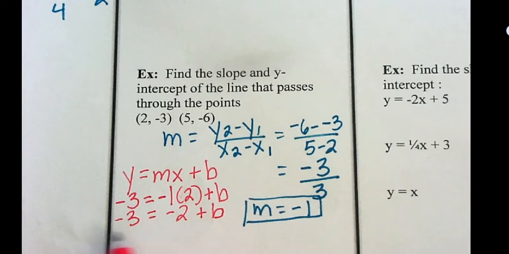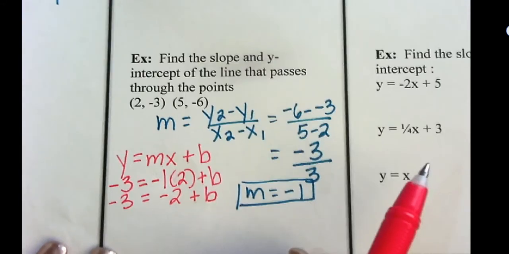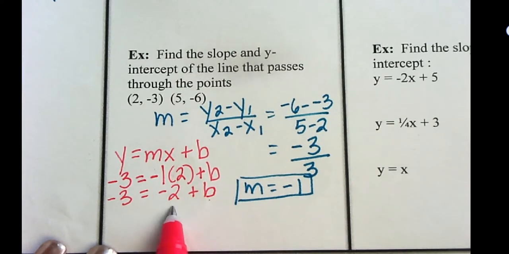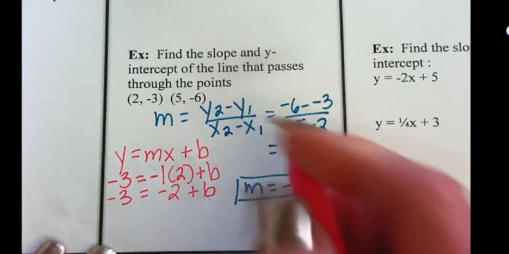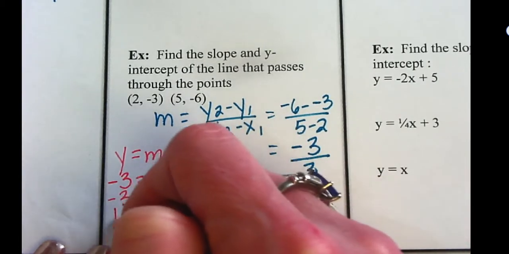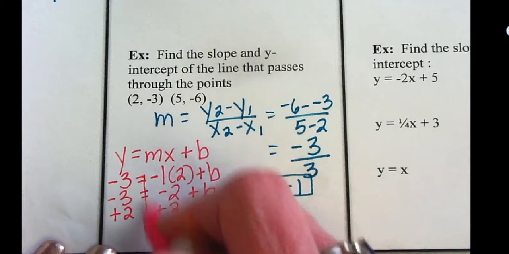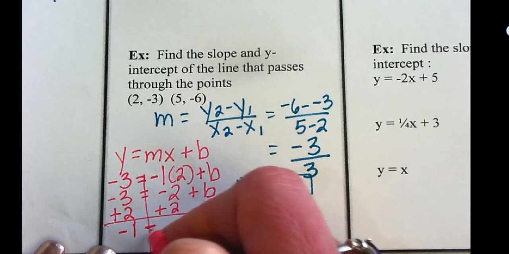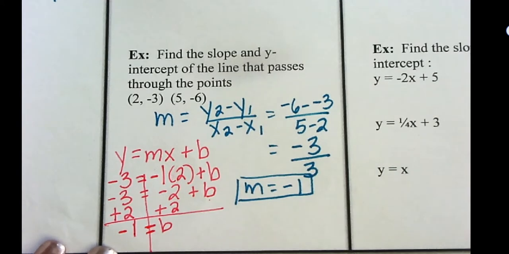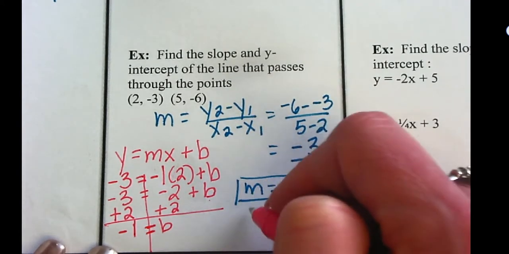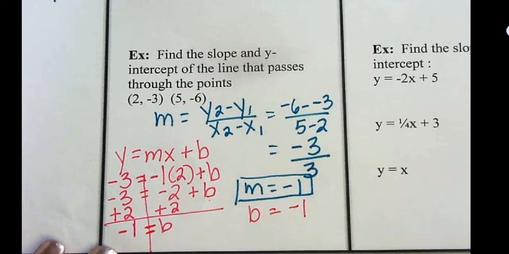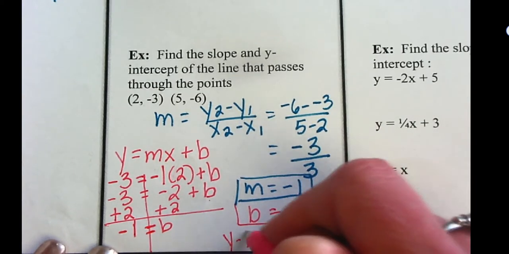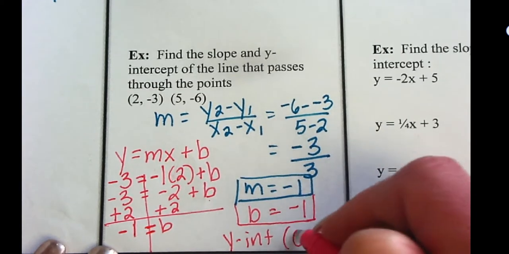What do I do to both sides to solve for b? How do I get b by itself? I have a -2. Add 2 to both sides. So when I do that, this is -1 is equal to b. So my y-intercept, b, is equal to -1. So what that means is our y-intercept is (0, -1).